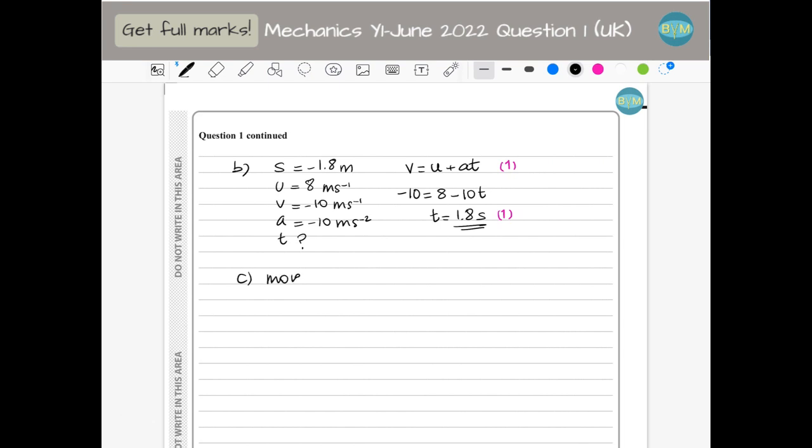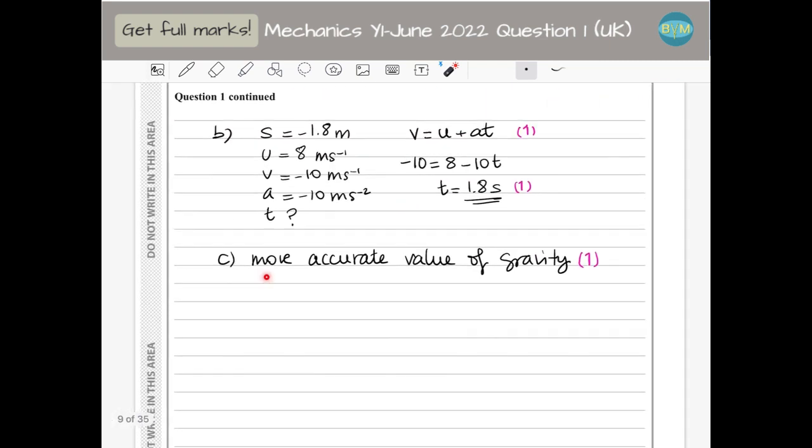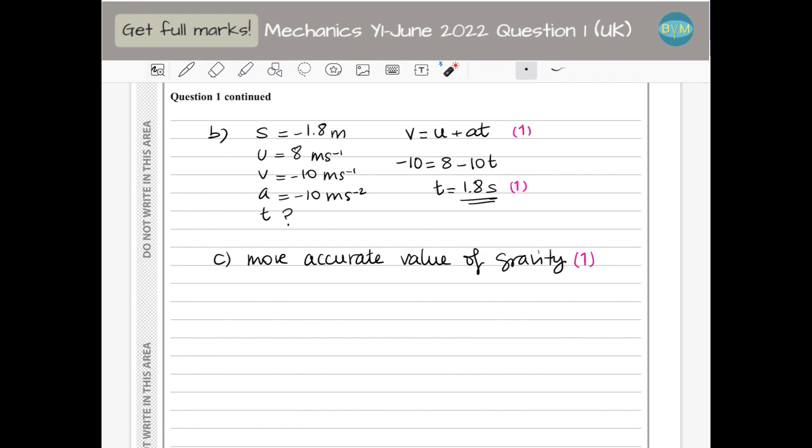So more accurate value of gravity. You can say other things like the wind effect, and I'm going to show you what they say in the mark scheme. So apart from more accurate value of gravity, they say wind effects, spin of the stone, include dimensions of the stone, shape, size, variable acceleration, so different things. But my recommendation is just for a safe answer, just talk about the gravity.